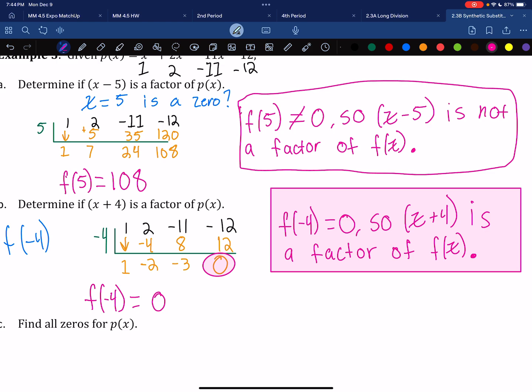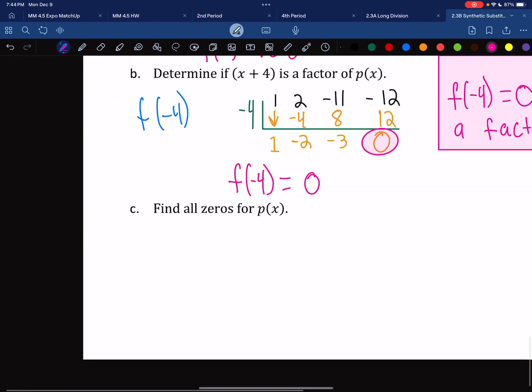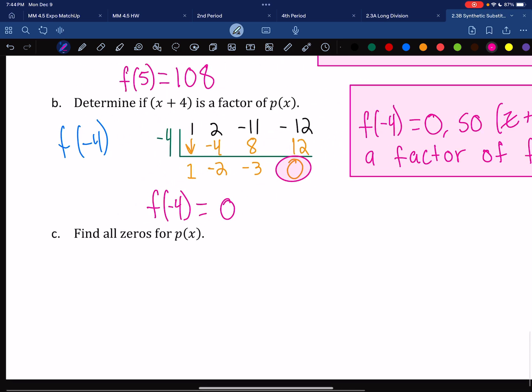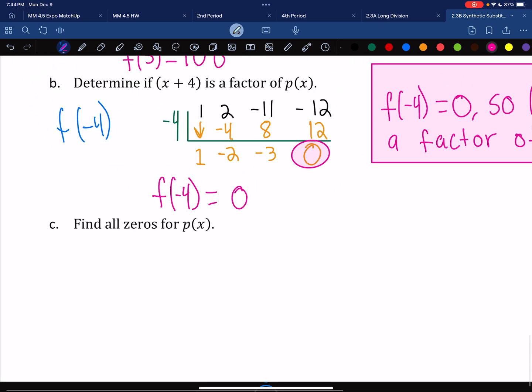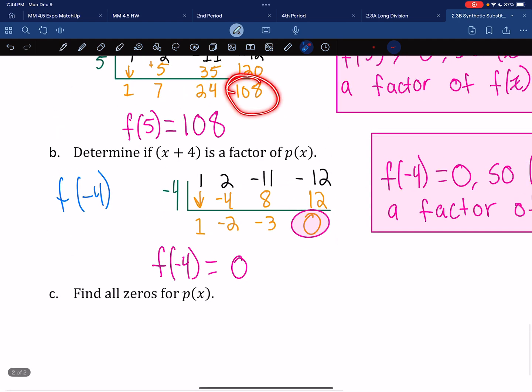Okay, so now let's look at 5C. Something I didn't tell y'all yet is that this remainder is important to us. We've been using this remainder to be able to solve these problems. But something else is that these numbers are also important to us.